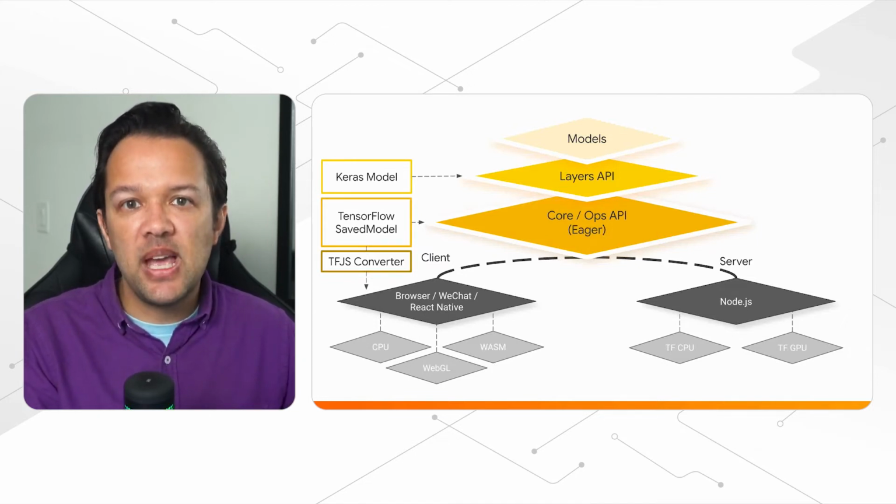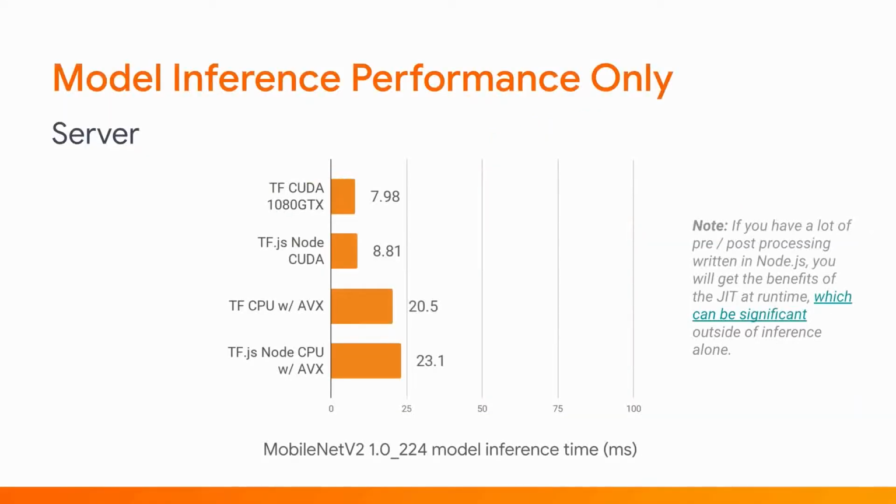And this conversion step is only required if you wish to run a saved model in the web browser and is not required if you're trying to run it in Node.js on the server side. So what's the performance like? As you can see here, executing MobileNet v2 on both Python and Node with CUDA leads to less than 1 millisecond of difference for raw execution time.